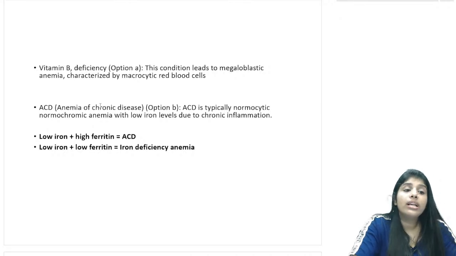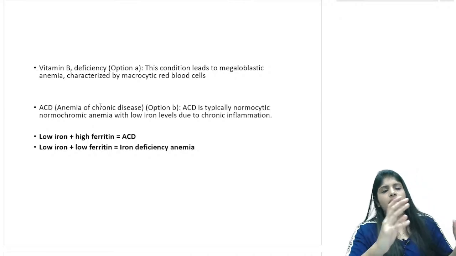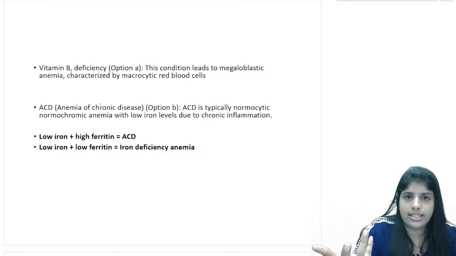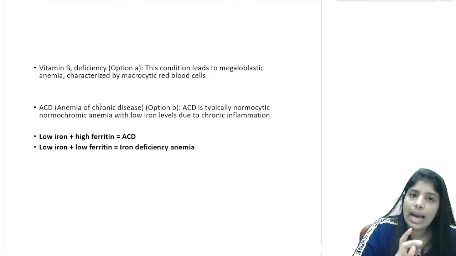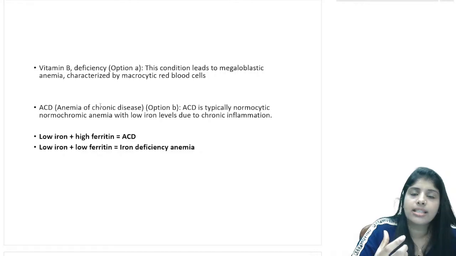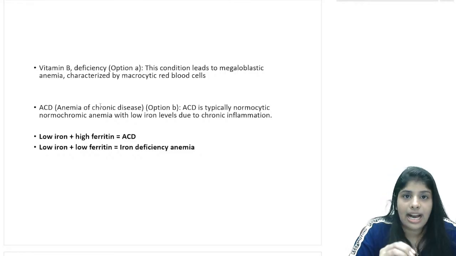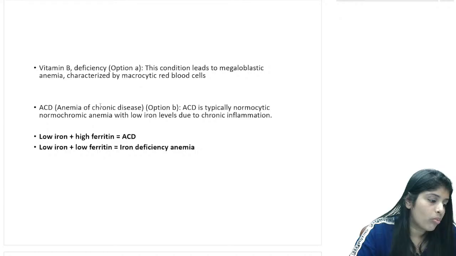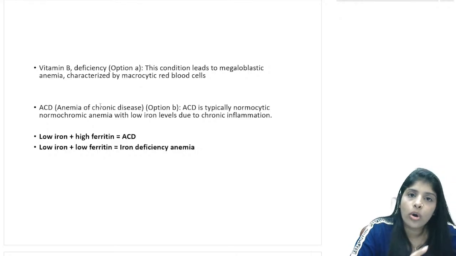Okay, next is ACD. ACD is the anemia of chronic disease. So what is that? If a person has a chronic disease for a long time, suffering from a lot of organ damage, you know about a component called hepcidin, right? What does this hepcidin do? This hepcidin regulates the storage and transport of ferrous iron in our body. When the person is suffering from an illness for a long time, this hepcidin is going to be increased.